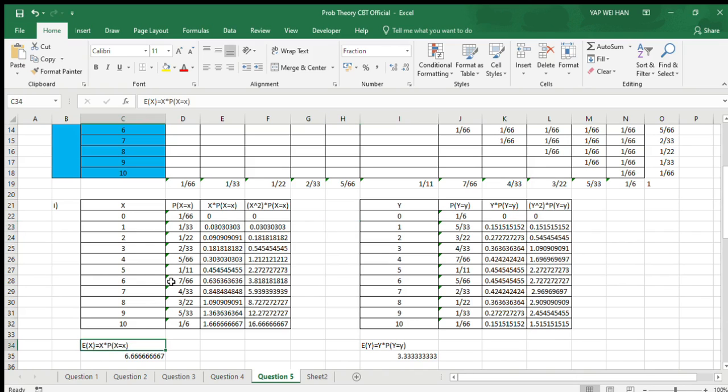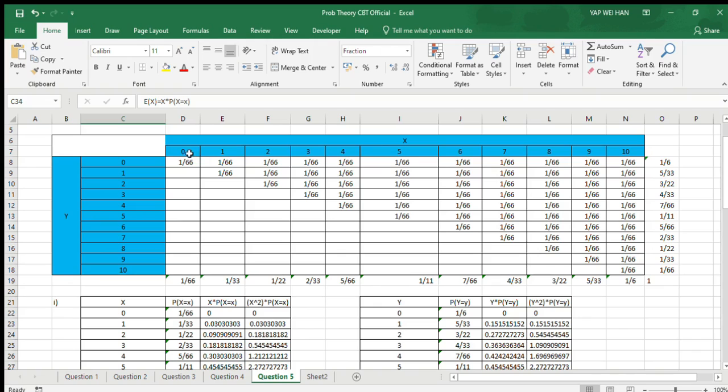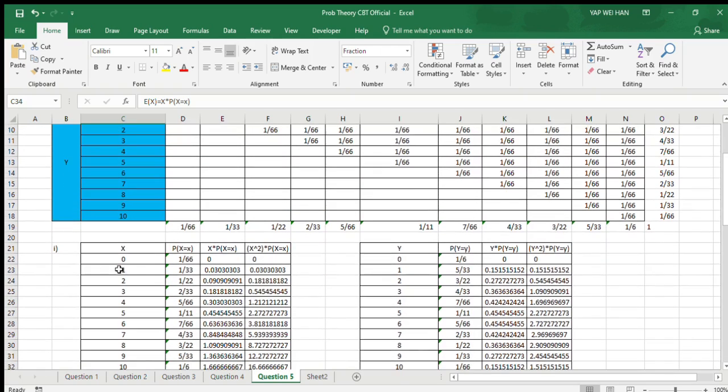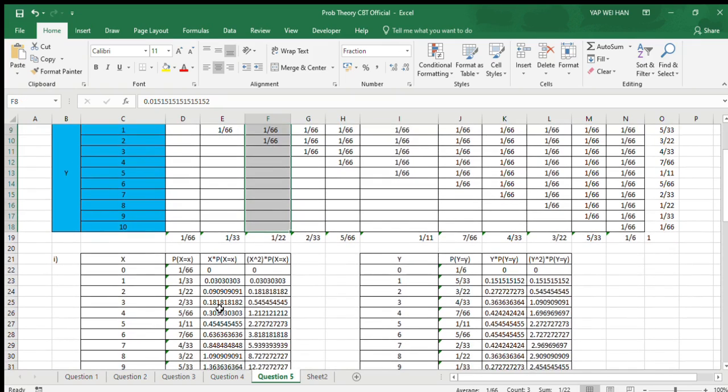Expectation of x. We just copy the data we have here and form another new table. Now we need to get the probability of x. Probability of x equals 0 is easy: we just sum everything available in the column. We do the same thing for 1. Sum everything here and you will get 1 over 33. Same thing for 2, you will get 1 over 22. Do the same thing for the rest.